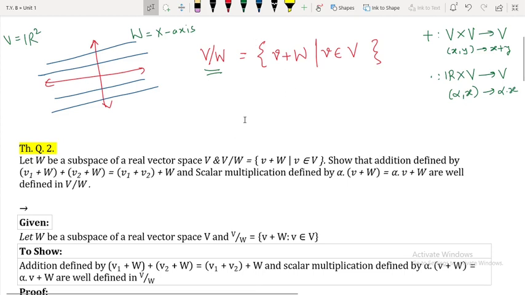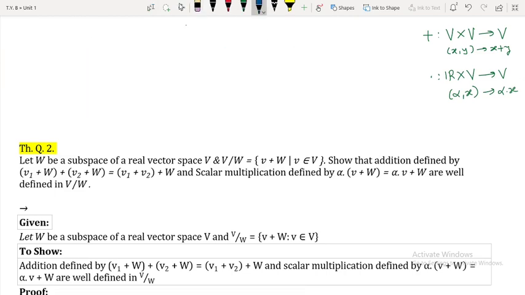What is this set V mod W actually containing? It contains all cosets of W in V. In this particular example, V mod W contains all the lines parallel to the x-axis, including the x-axis. Just note this, because the x-axis is nothing but W, and I have already told you that W is also a coset with representative 0.